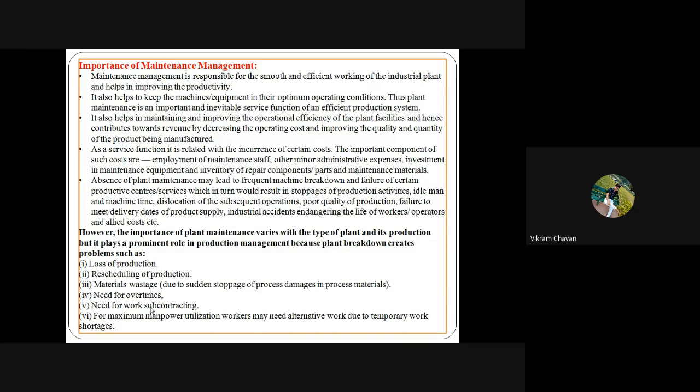Thus, plant maintenance is an important service function of an efficient production system.